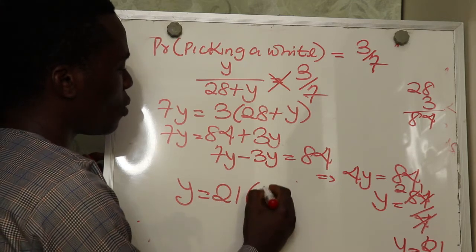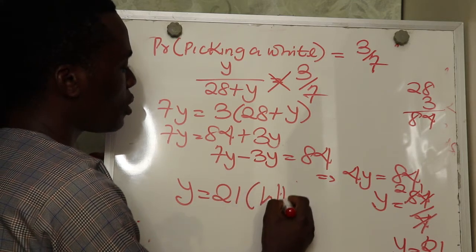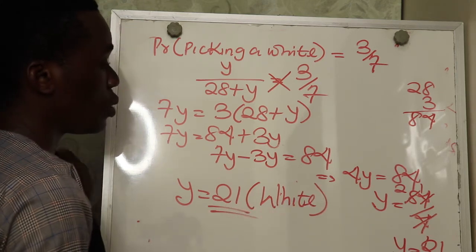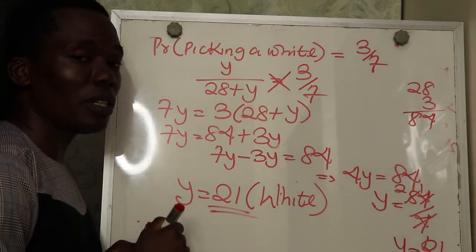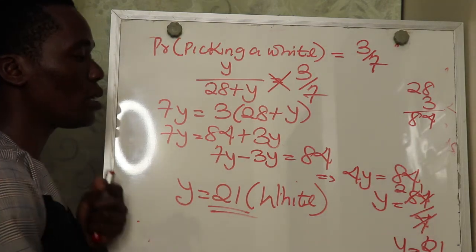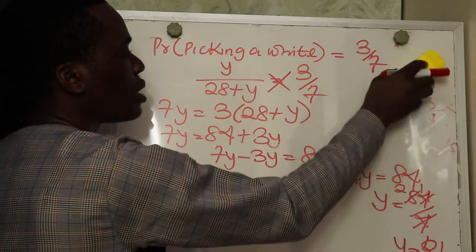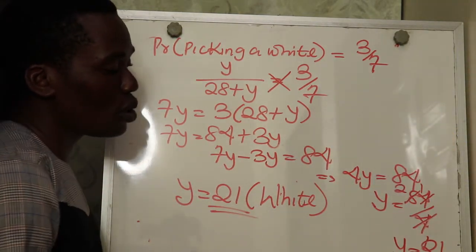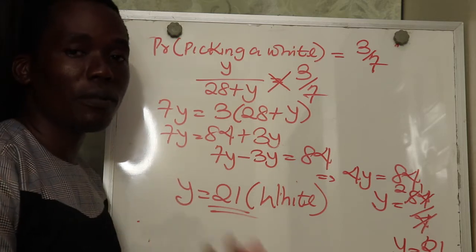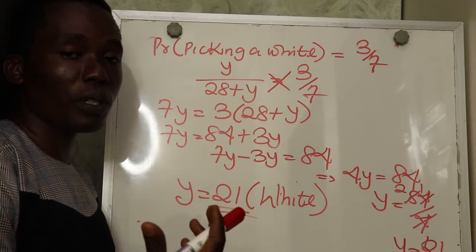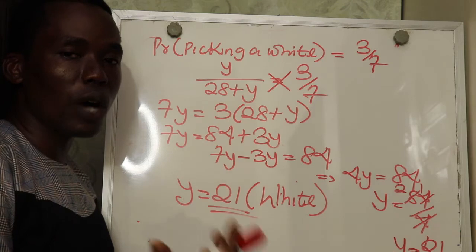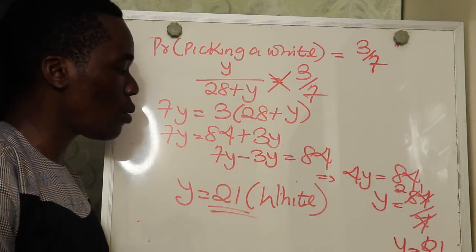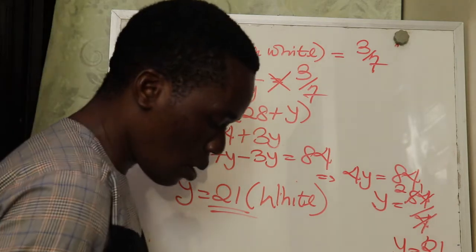So that means the number of white balls that was introduced into the basket is 21. You see, one thing about probability is that you take the sentence one after another and make sure you know the total possible outcome and the total outcome of your probability. If you know this, you can solve the question without more stress.